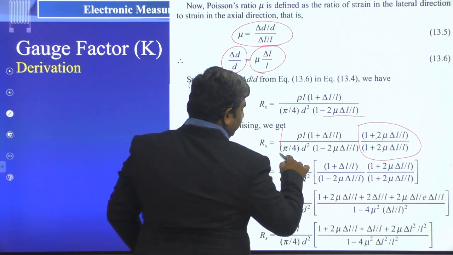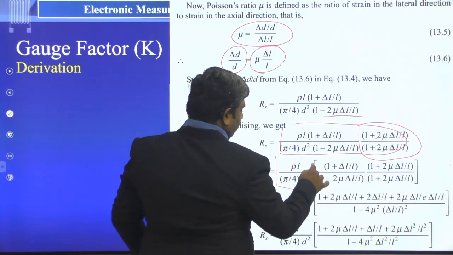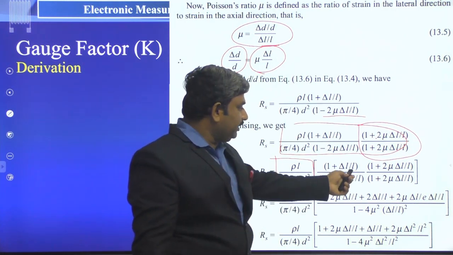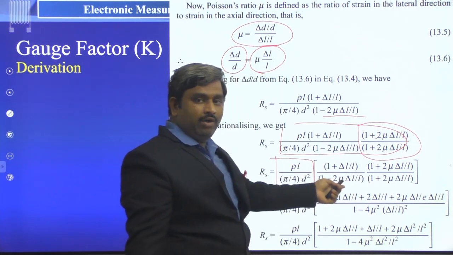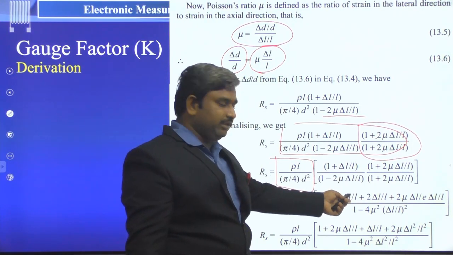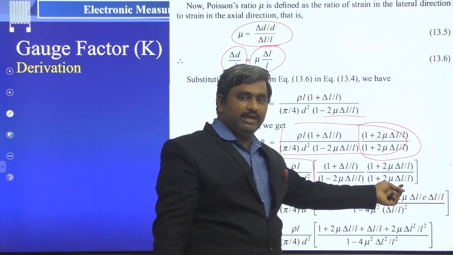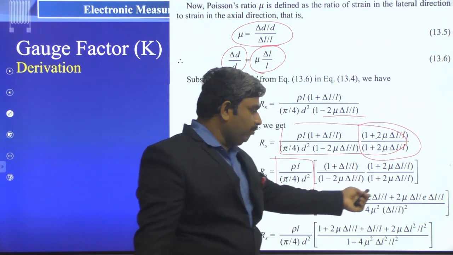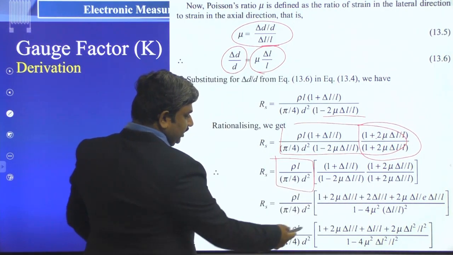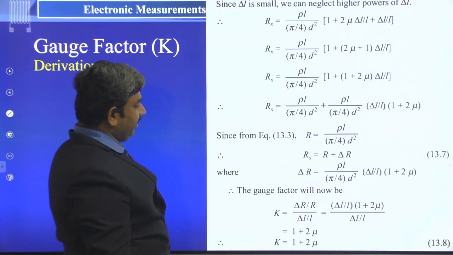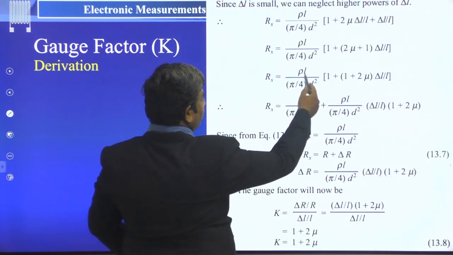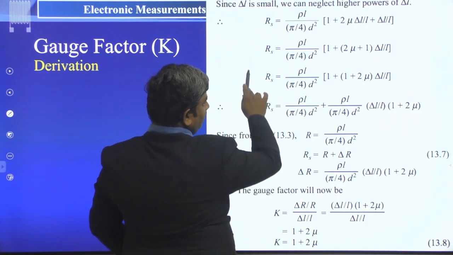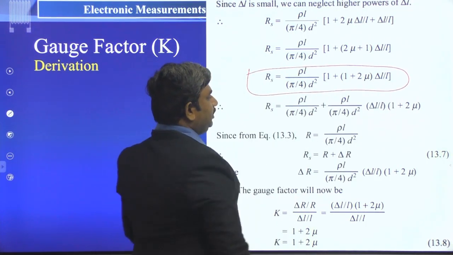From this entire expression, I am taking common rho L by pi by 4 d square. After taking it, I got this expression. Here, this seems to be like a minus b, and this seems to be like a plus b, that is a square minus b square. So I have multiplied the above expression and I am representing it in this way. Finally I got the simplified version of that expression like this.